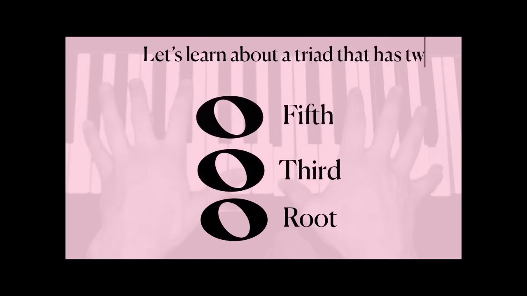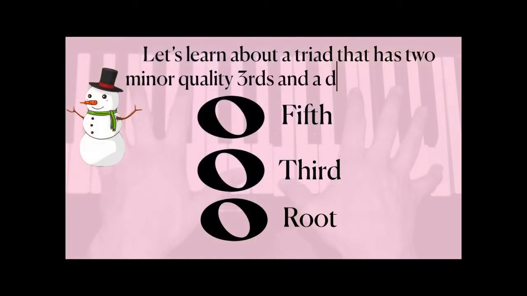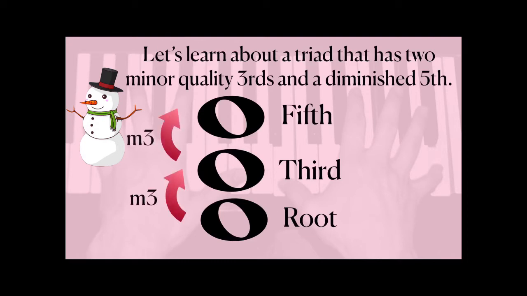Let's learn about a triad that has two minor quality thirds and a diminished fifth. It's still line, line, line, or space, space, space, or a snowman. But this time we have a minor third on the bottom, another minor third on the top, and the distance between the root and the fifth is a diminished fifth. Remember, a diminished fifth is one chromatic half step narrower than a perfect fifth.